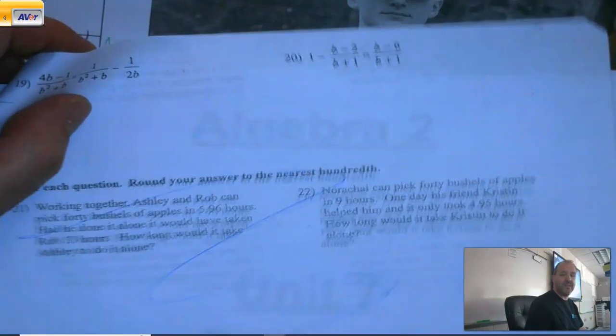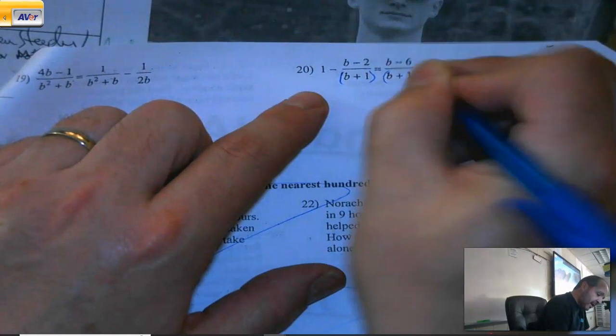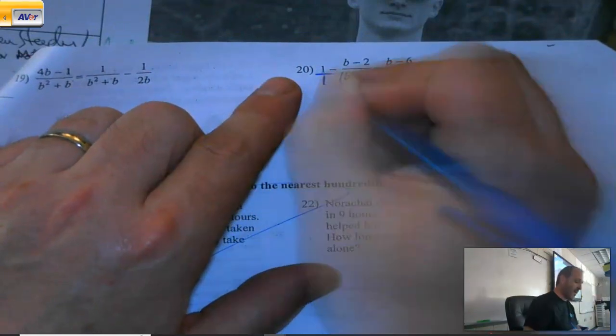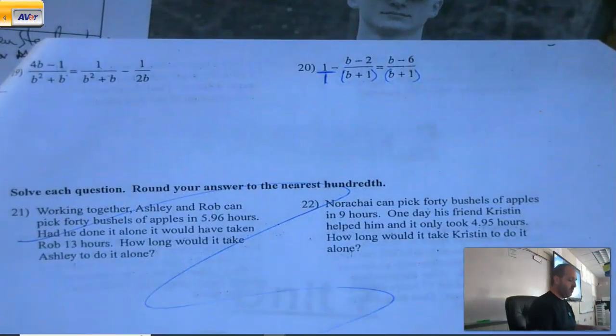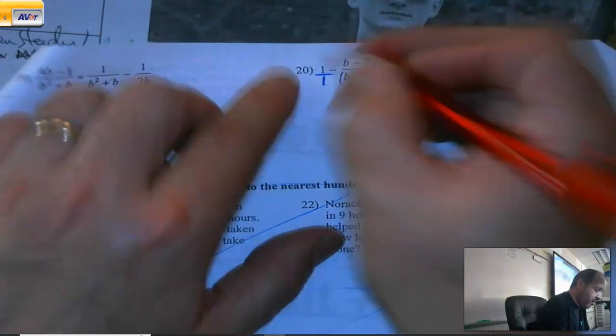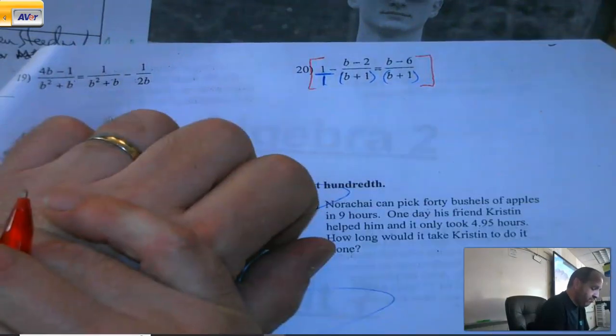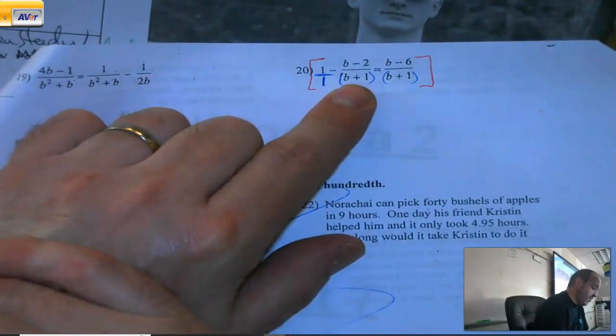Story problems, no thank you. Okay. If you have a whole number, we're just going to make it a fraction. What's my LCD going to be? Basically just the b plus 1.